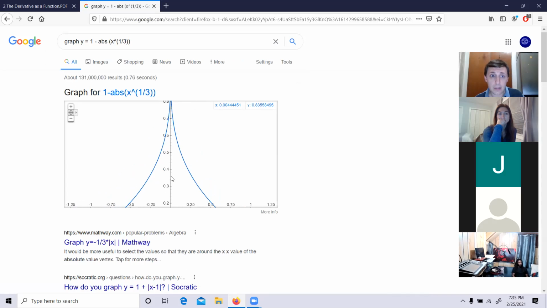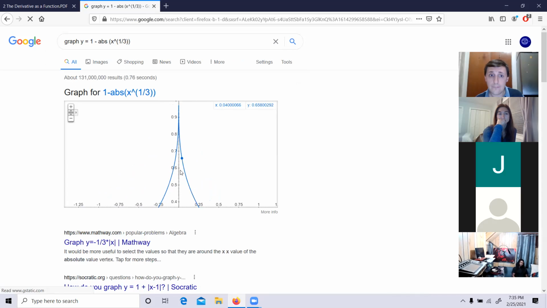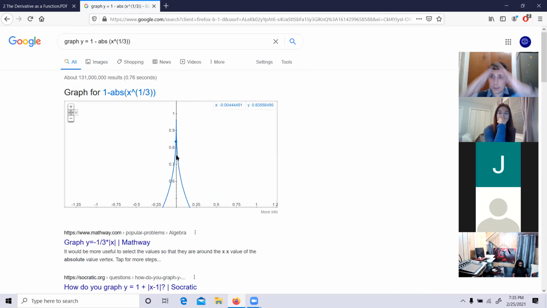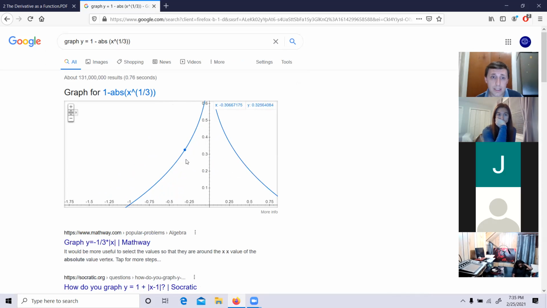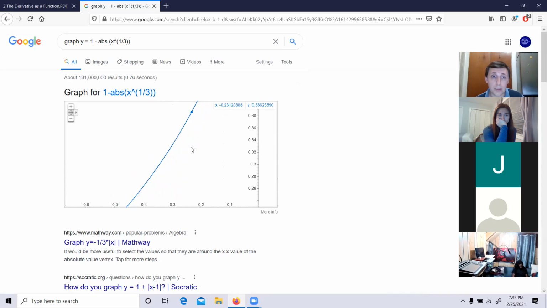Aha! Look what happens here. Look how sharp it is, right? Before, the angle was kind of... you could see the lines leaning against each other. But let's look at what happens if I zoom in, let's say here. You see, I zoom in at this point, and it looks like a straight line.